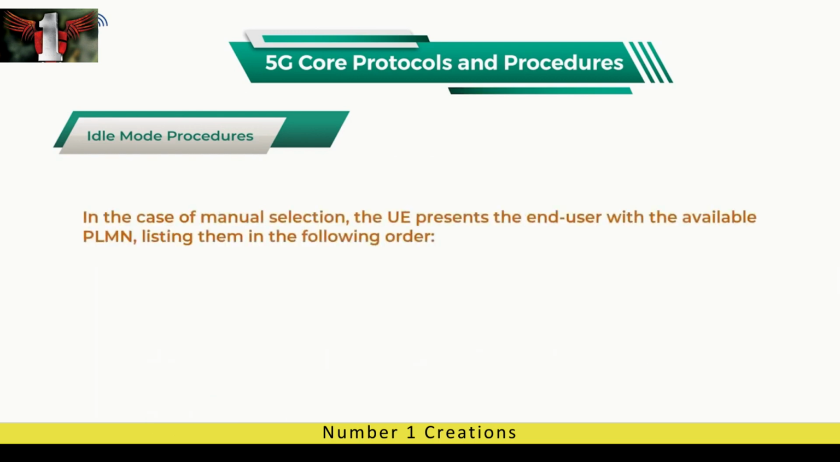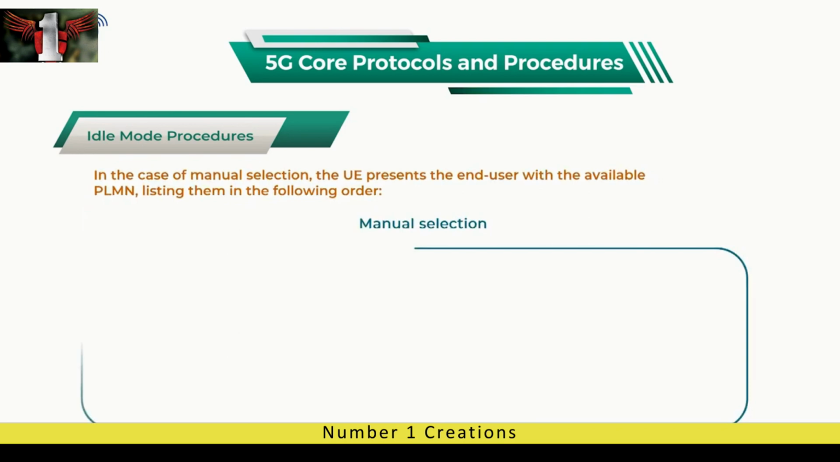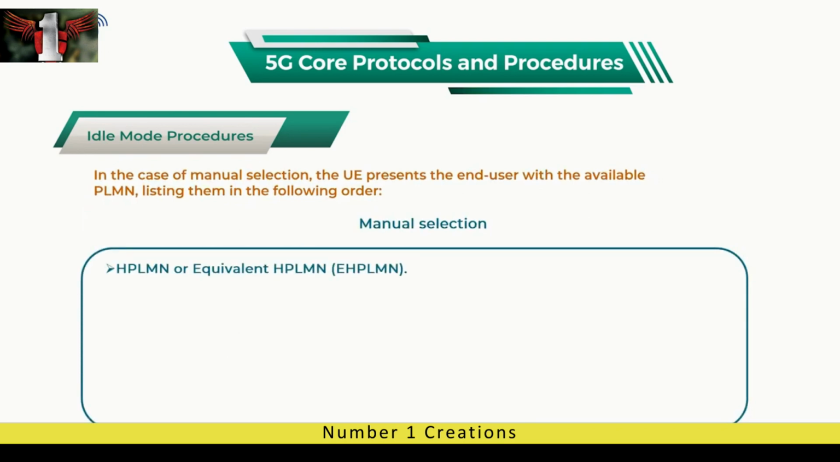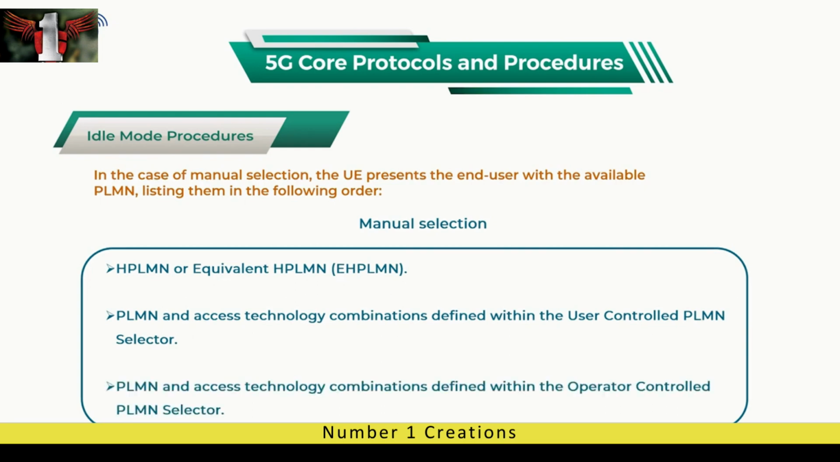In case of manual selection, the UE presents the end user with the available PLMNs listing them in the following order. First, HPLMN or equivalent HPLMN, that is EHPLMN. Second, PLMN and access technology combinations defined within the user-controlled PLMN selector. Third, PLMN and access technology combinations defined within the operator-controlled PLMN selector.